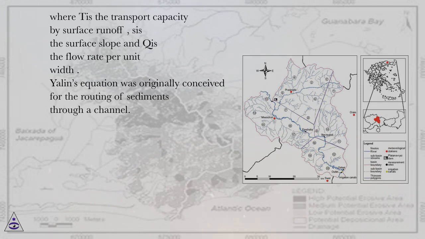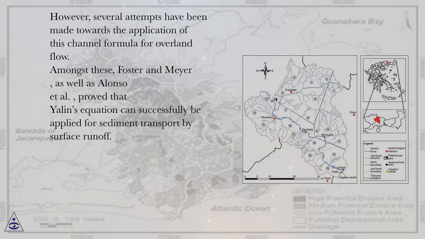Yalin's equation was originally conceived for the routing of sediments through a channel. However, several attempts have been made towards the application of this channel formula for overland flow. Amongst these, Foster and Meyer, as well as Alonso et al., proved that Yalin's equation can successfully be applied for sediment transport by surface runoff.